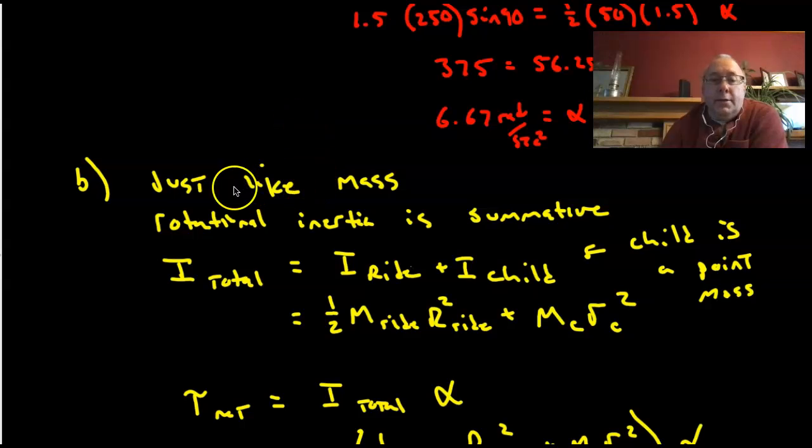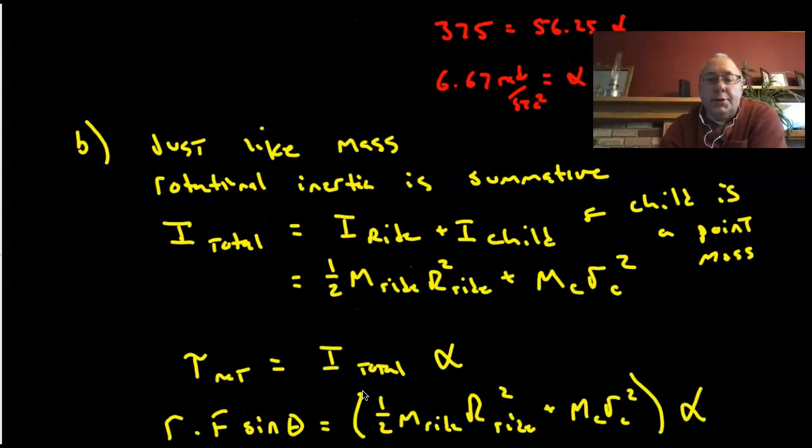Where the rider would sit on the ride has an effect on how hard it is to spin. So just like mass, rotational inertia is summative. So the total moment of inertia in this case, once the child is on the ride, will be I for the ride plus I for the child. It's not a vector. We don't have to worry about pluses or minus. It's just a summative quantity. So we have the moment of inertia of the ride plus the moment of inertia of the child, and the child can be treated as a point mass. So that's how we can come up with the total moment of inertia and just apply the equation again.